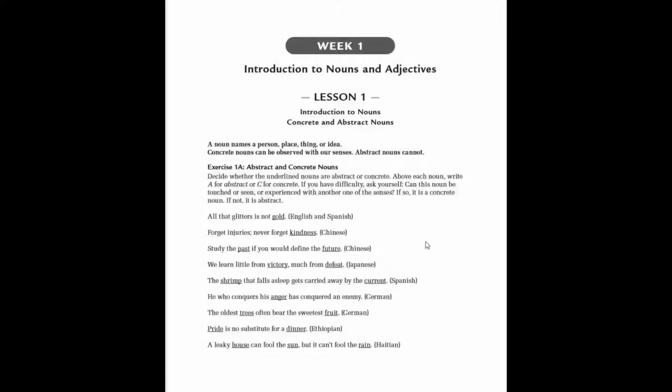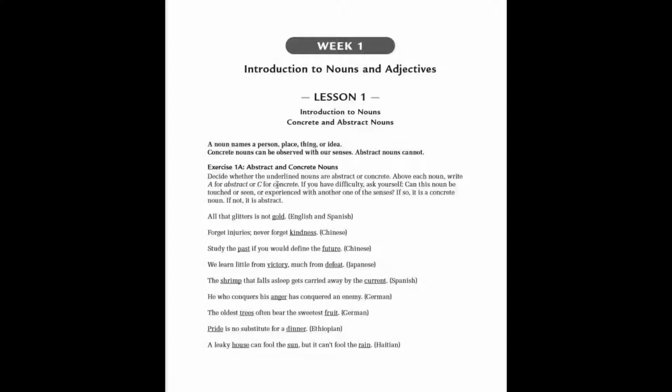Now you probably are familiar with what a noun does. It names a person, place, thing, or idea. Concrete nouns can be observed with your senses. You can just think concrete: you can see it, it's hard, you can hold it, you can touch it, you can use your senses with it. Abstract nouns cannot. So exercise 1A, abstract and concrete.